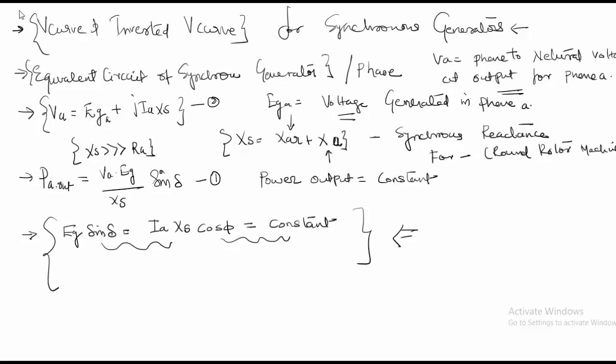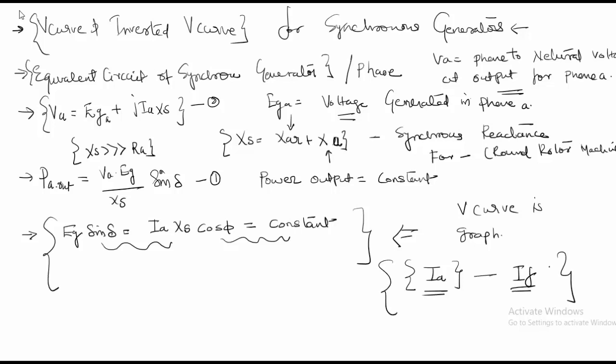But the thing here is that the V curve is a graph between my current per phase, IA, and the field current IF. The graph between these two, the IA and IF graph, is known as the V curve.